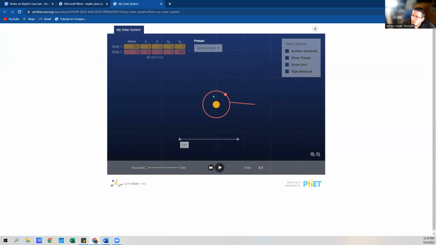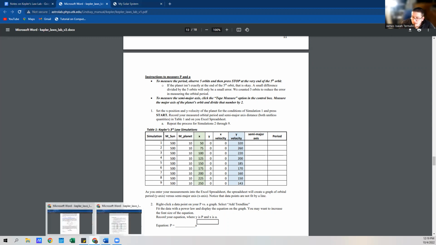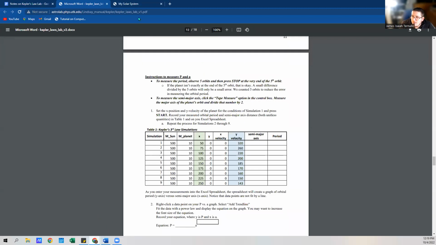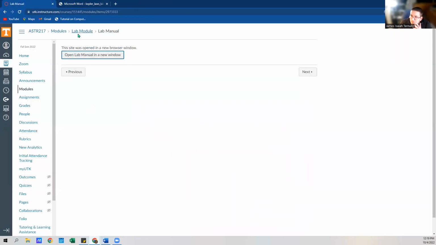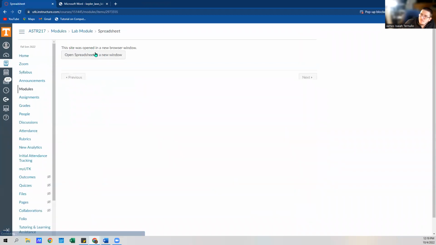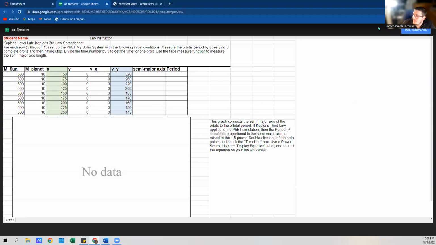So what I'm going to do is, can't record my data here, so I have to go back to my Canvas page, and there's this other link that comes with the lab, and it's a spreadsheet. And what we're going to do is open this spreadsheet in a new window, and it's going to be some template. And you're going to want to click Use Template.